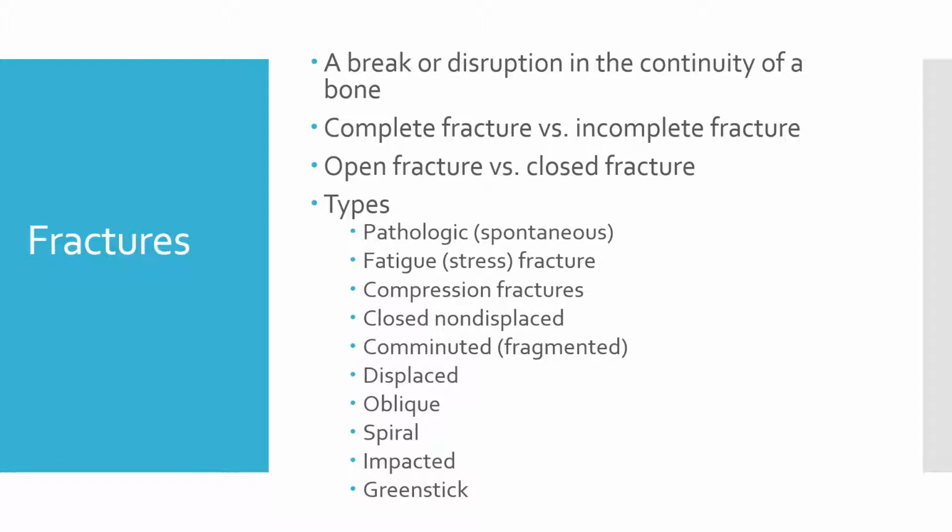You can have an oblique fracture, in which the line of the fracture extends in an oblique direction. You can have a spiral fracture, in which the line of the fracture extends in a spiral direction along the shaft of the bone. You can have an impacted fracture, in which one of the fragments is driven into another fragment, or a greenstick, an incomplete fracture with one side splintered and the other side bent. I will show pictures of these in the next few slides.